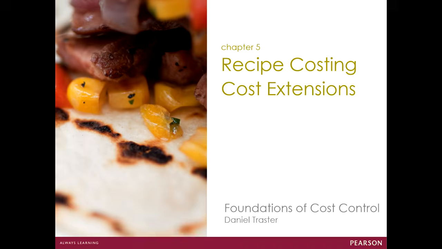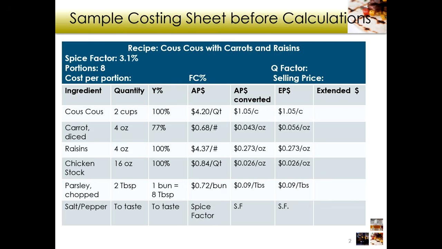This one we're dealing with the final column of the costing sheets, which is the cost extensions. So we're going to be figuring out how much each ingredient is worth in our recipe, and then adding that all up to get our total cost for our recipe. So this is the point where we're concerned with how many units are in the recipe. For instance, the couscous has 2 cups, and we've calculated our edible portion cost at $1.05 per cup. So if we have 2 cups times $1.05, we're going to end up with $2.10, right?